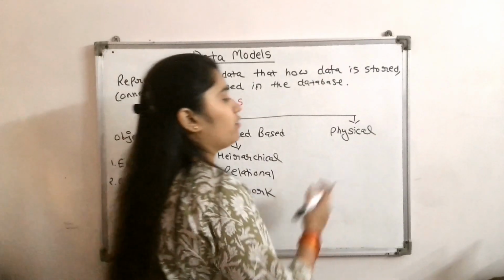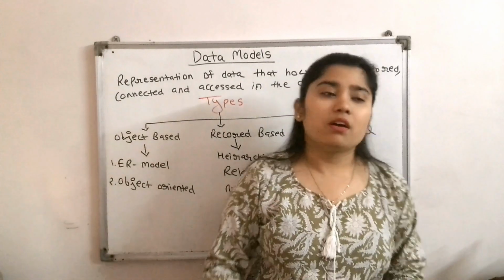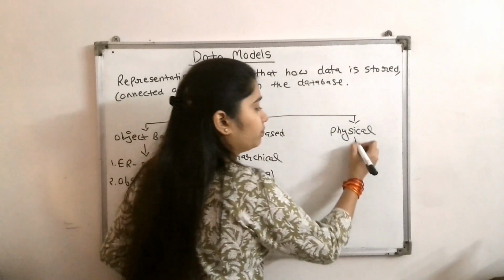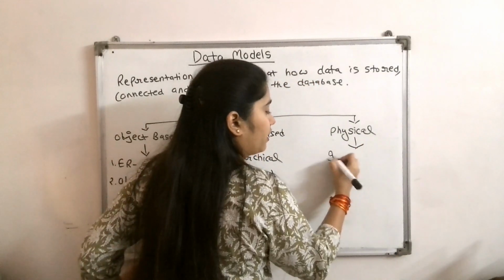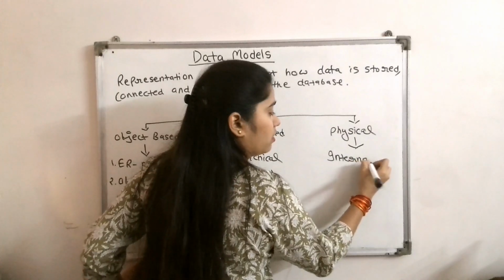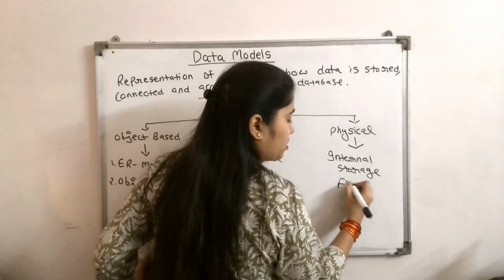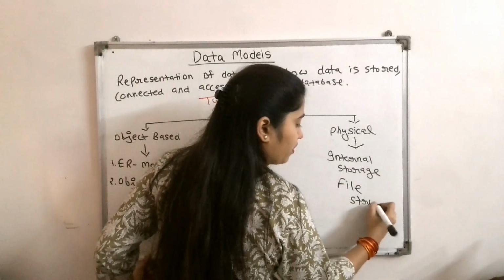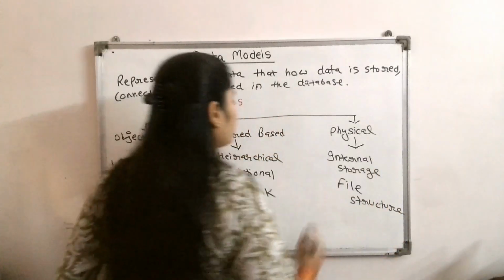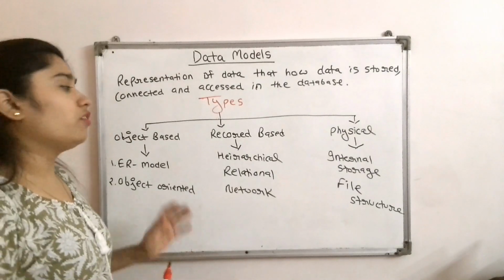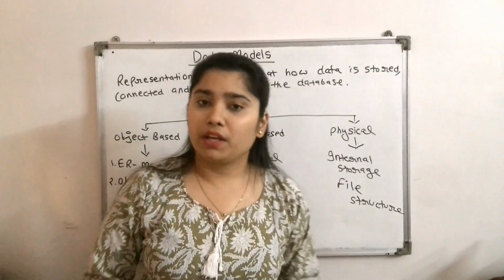And in physical, we do not have subtypes, but still we can write it as the internal storage, or we can say the file structure. So these are the types of the data models. Now we will study each of the data models in detail.